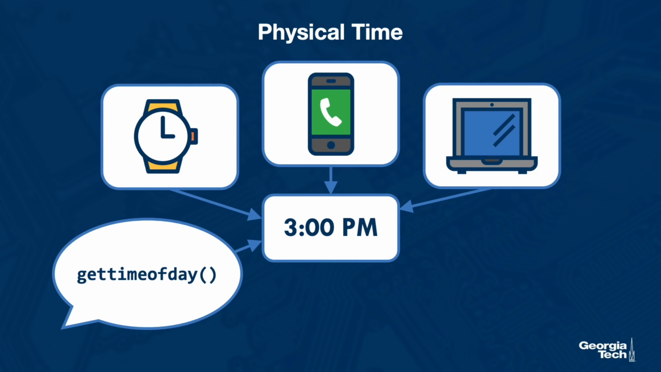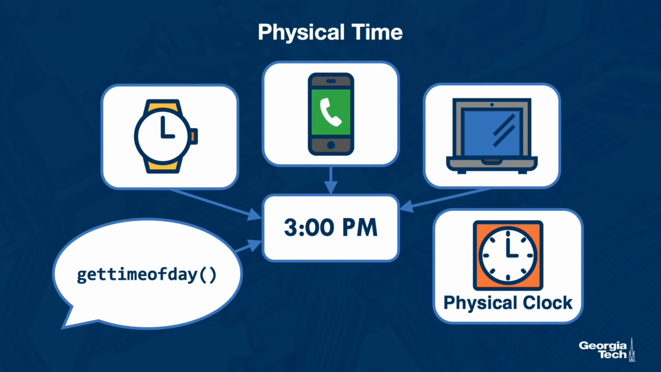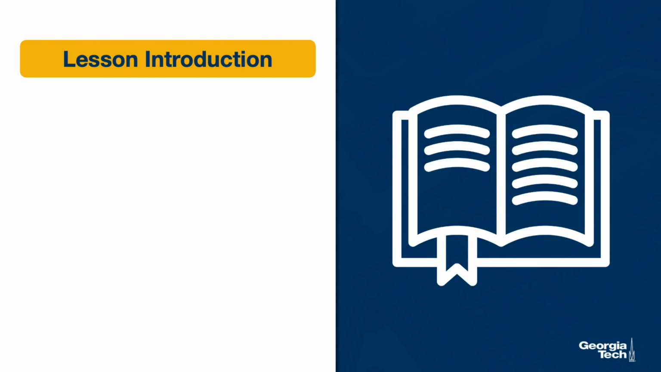When looking up the current time via any of these methods, we actually read the value of some clock that we have access to. This is a real clock, a physical clock, and the current time we read in this manner is called physical time. In this lesson, we will see why it's hard to rely on physical time in distributed systems, and instead we will learn about logical time.